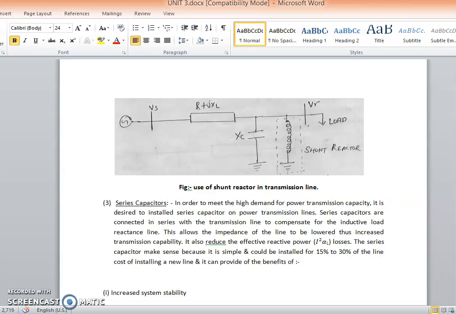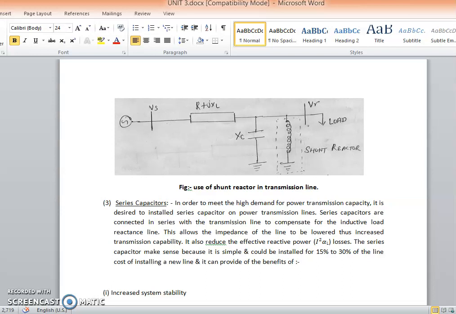Now we come to the series capacitor. In order to meet the high demand for power transmission capacity, it is desired to install series capacitors on power transmission lines. Series capacitors are connected in series with the transmission line to compensate for the inductive reactance of the line. This allows the impedance of the line to be lowered to increase transmission capability. It also reduces the effective reactive power.